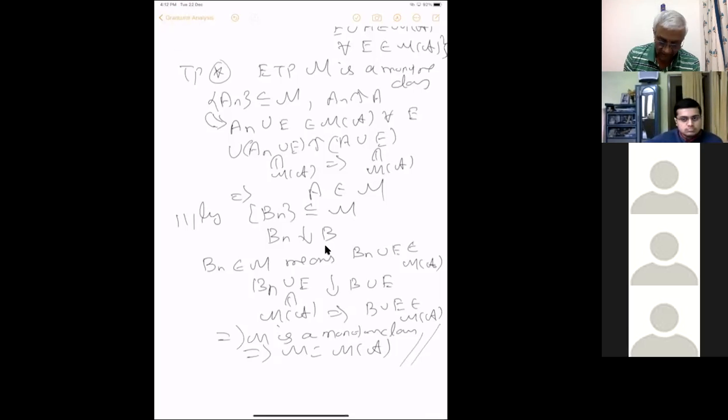Except for my handwriting, the proof is written very clearly. The way I have written all those things, everything is written. So the proof is okay. So this is the monotone class theorem or monotone class lemma, which we want to use.